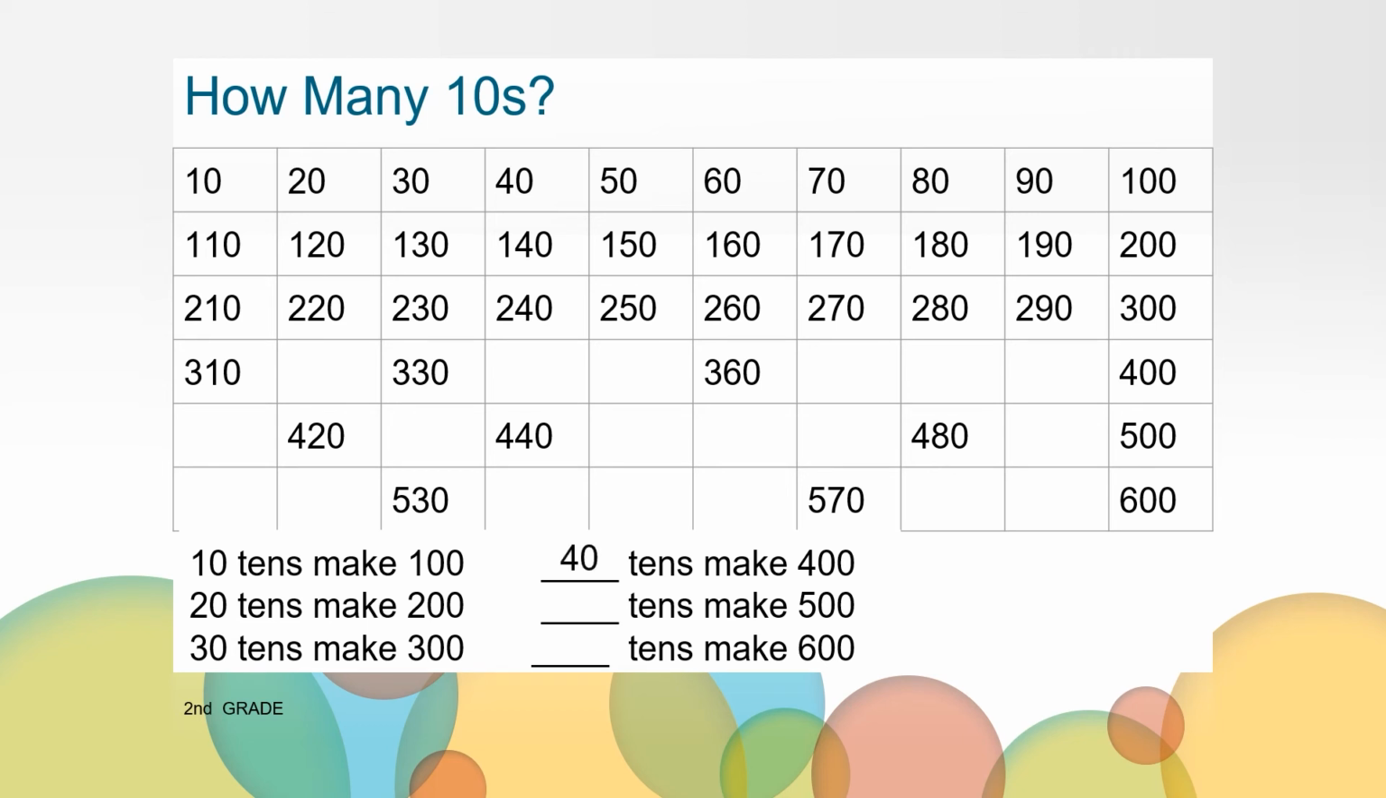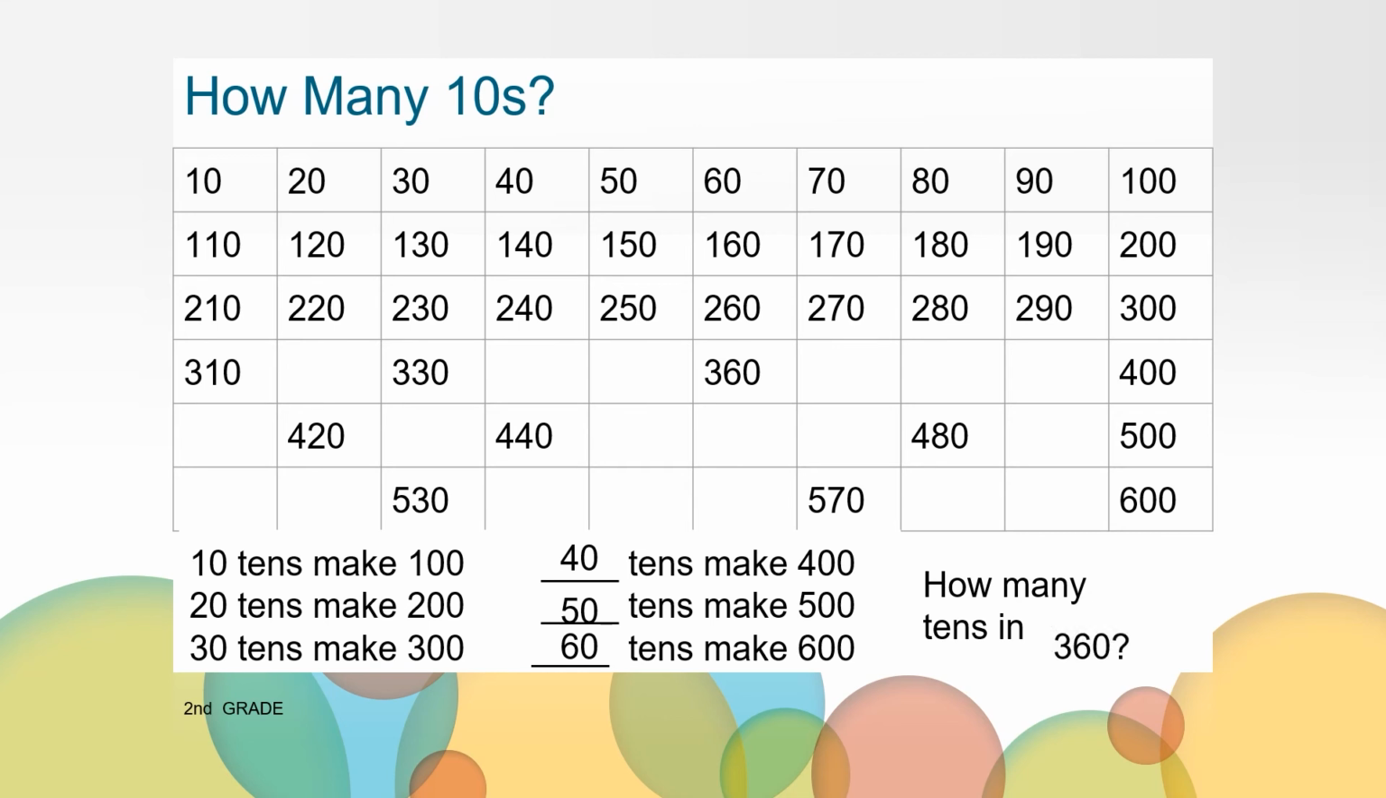If you said 40, you are right. How many tens do you think make 500? 50 tens make 500. And how many tens make 600? 60 tens make 600. Now let's try with some other numbers. How many tens in 330? There are 33 tens in 330.